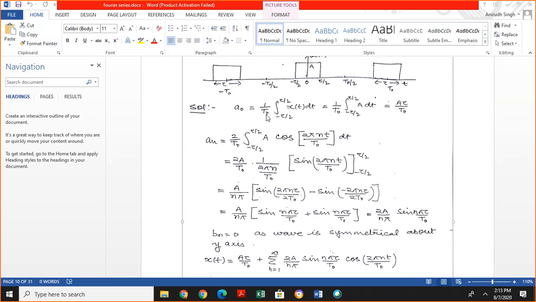A naught is given by 1 by T naught, integration from minus tau by 2 to tau by 2 of x of t dt. Substitute the value of x of t. The value of x of t is A, and here A is constant. So if we integrate, we get A tau by T naught.